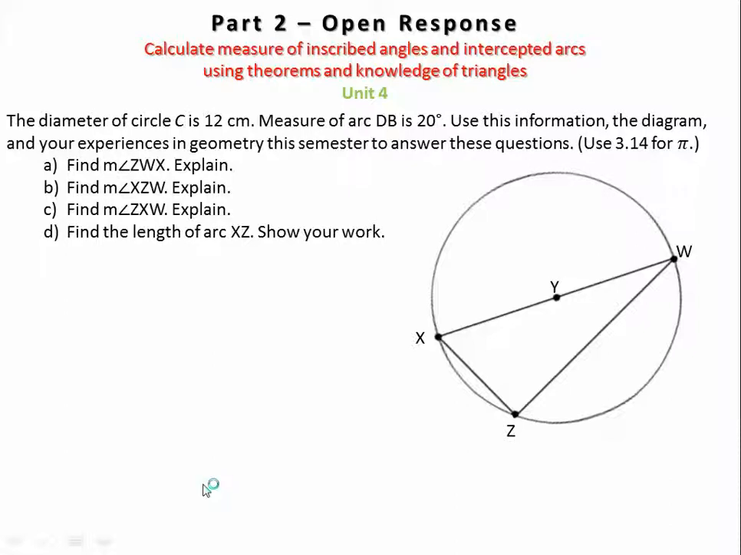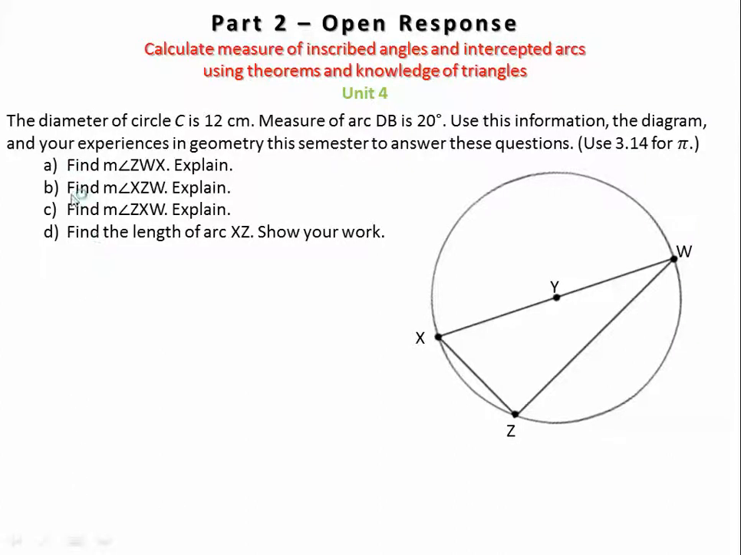Another concept, calculate measure of inscribed angles and intercepted arcs using theorems and your knowledge of triangles. It says the diameter of circle C is 12 centimeters. The measure of arc DB is 20 degrees. They want you to use this information, the diagram, and your experience in geometry this semester to answer these questions. And they're also allowing you to use 3.14 for pi.